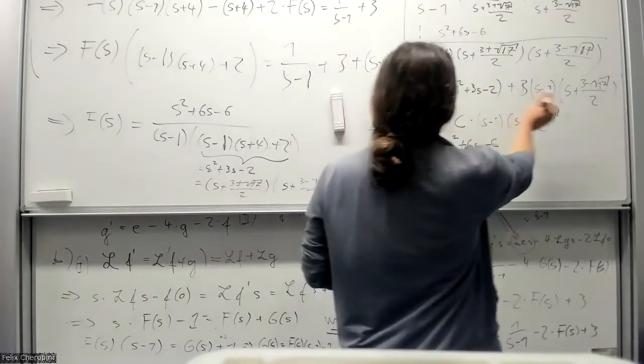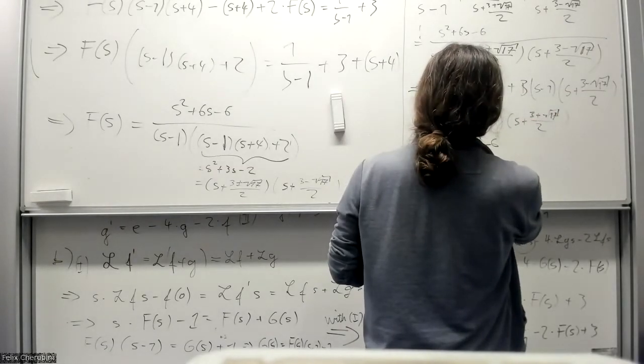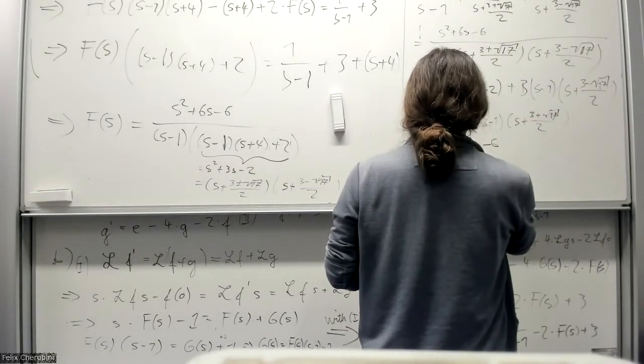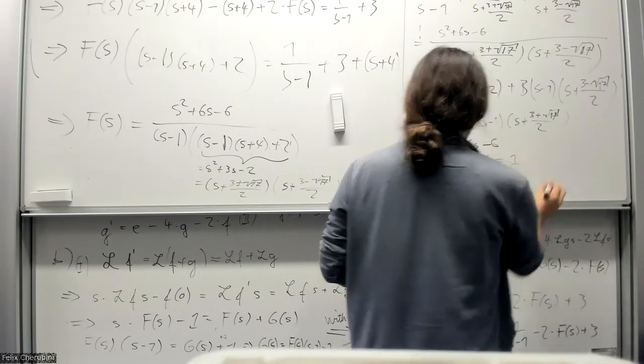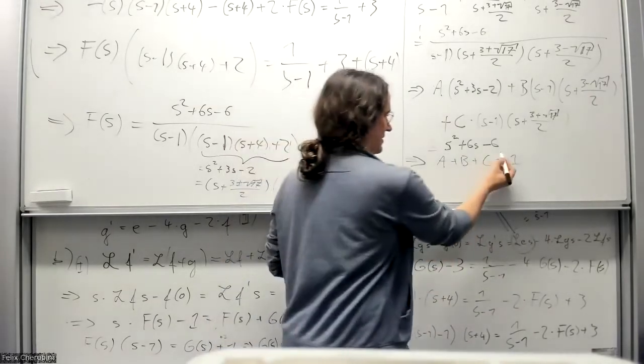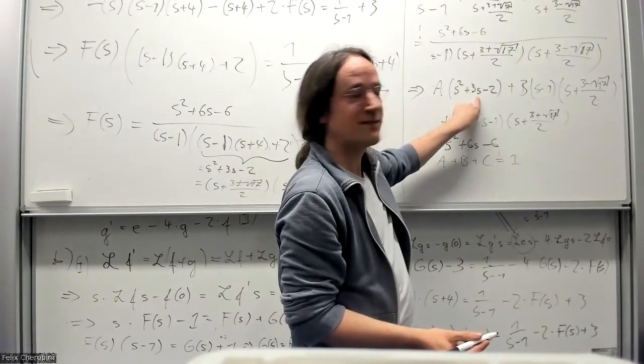Okay, so let's do the square trick. The coefficient for squares is 1 in any case, so we get this equation. Let's look at the linear.